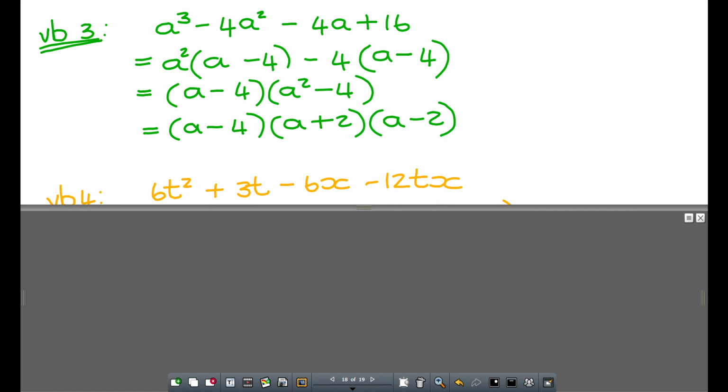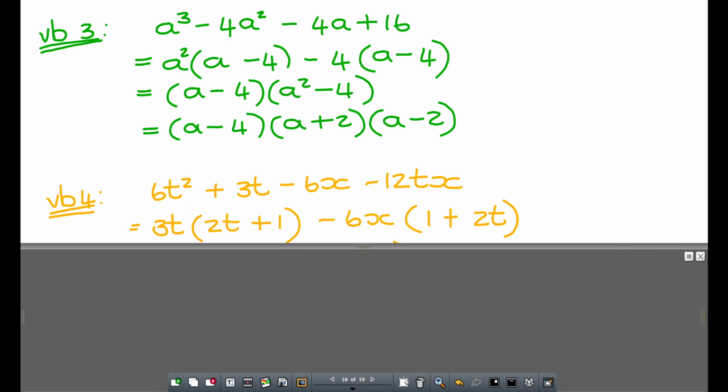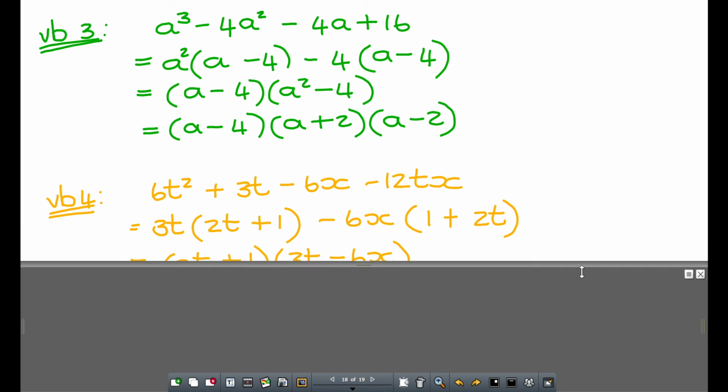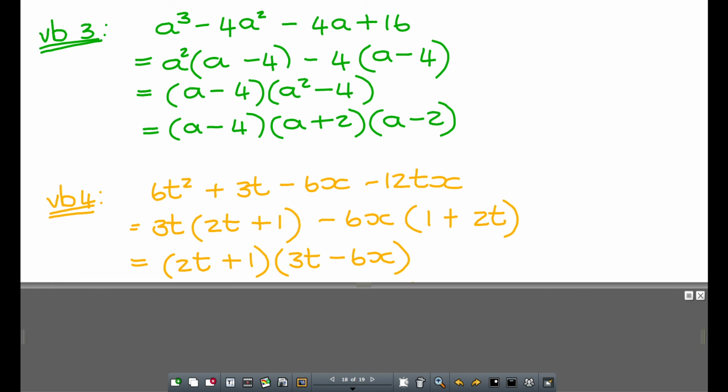Right, so the first thing is I group those first two together. Then I took out 3t as a common factor. So then I got 2t plus 1. If I group these last two together, I took out minus 6x as a common factor, and then I'd get 1 plus 2t. Now if you look at my two brackets, 2t plus 1 is the same as 1 plus 2t. So then I take out 2t plus 1 as a common factor, which means that I'm left with 3t minus 6x.